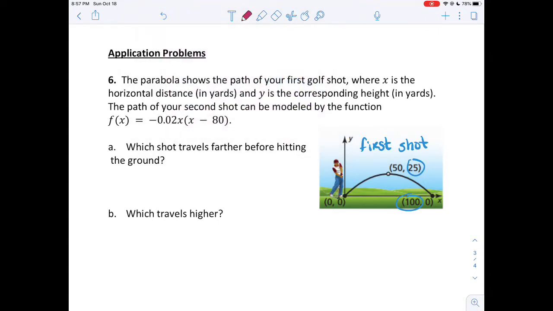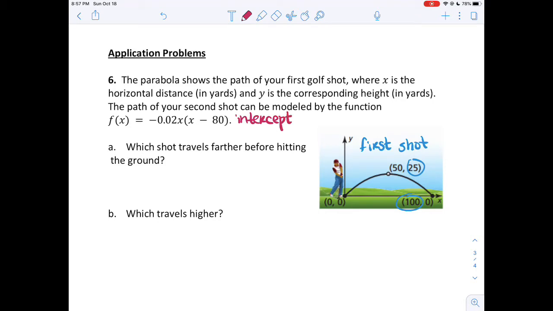The path of our second shot is modeled by a function, f of x is equal to negative 0.02x times x minus 80. Now, let's figure out what version of the equation this is. It's definitely not standard form. I don't see anything that actually says x squared. It's also not vertex form because I don't see any numbers tacked onto the back to give me a vertex. That leaves intercept form.